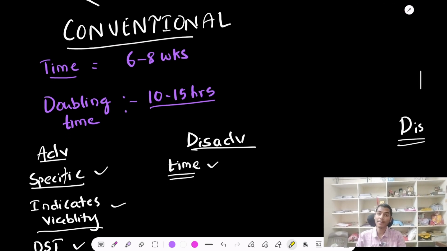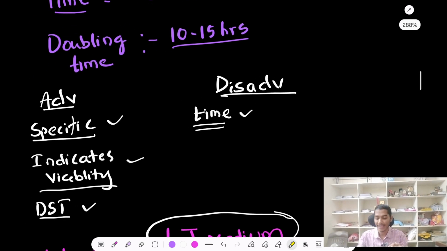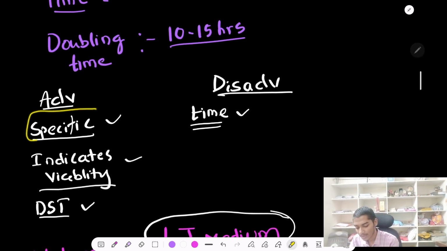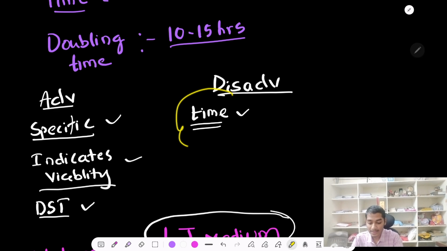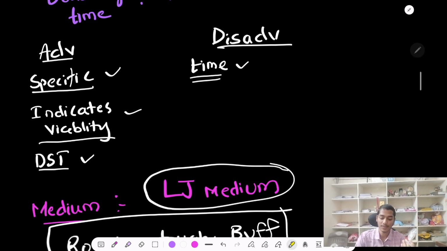So the doubling time is very important. You have learned it in general microbiology also. Doubling time of E. coli is 20 minutes. Doubling time of Mycobacterium is 10 to 15 hours. Exactly. And then we have advantages. It is specific. It indicates the viability, unlike the ZN stain, which doesn't indicate the viability. And it is also helpful for the drug susceptibility test. The only disadvantage is time. So time it takes is 6 to 8 weeks. Oh my god, it's a huge time.